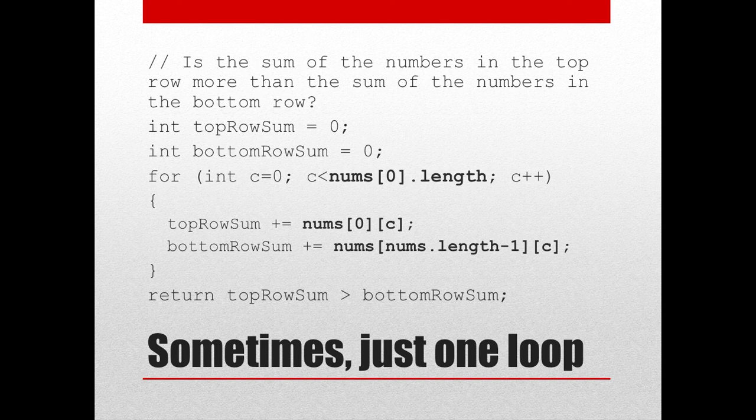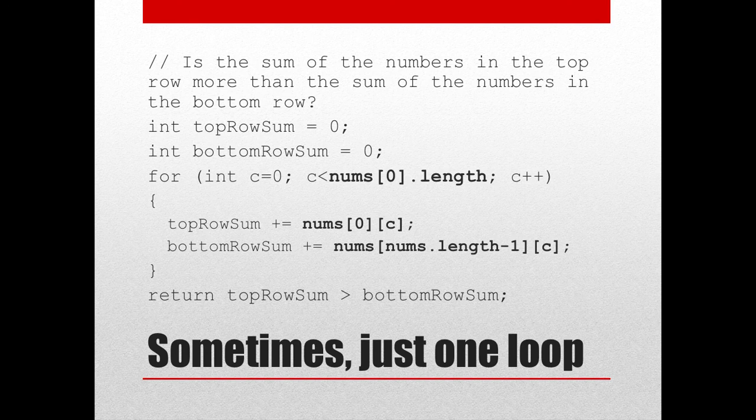So I declare two local variables called top row sum and bottom row sum, set them to be 0. If you think about it, if you loop through just one row, the row you're on stays constant, and which column you're in is what's changing. If you think about the top row as a one-dimensional array, which row you're in is always going to be row 0, and which column you're in is going to change.